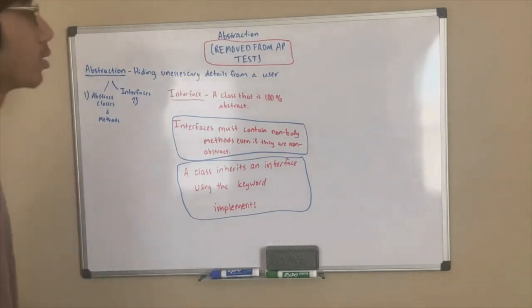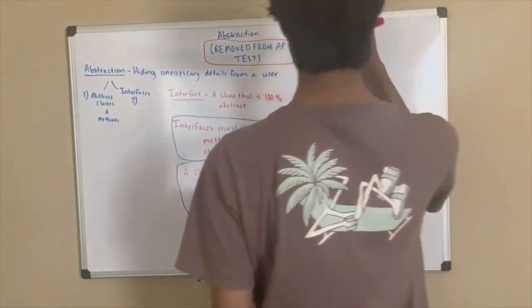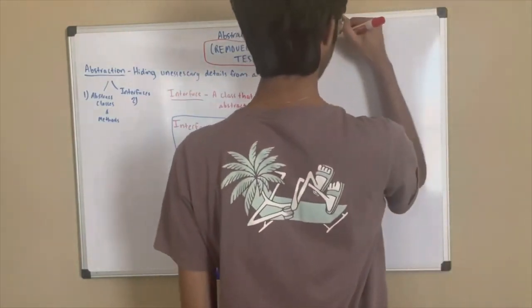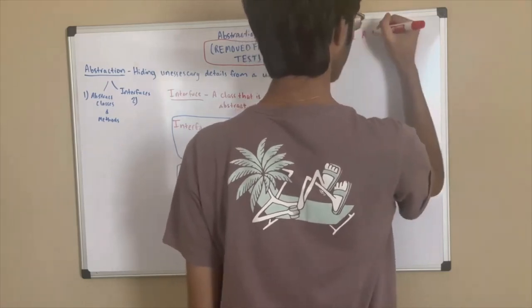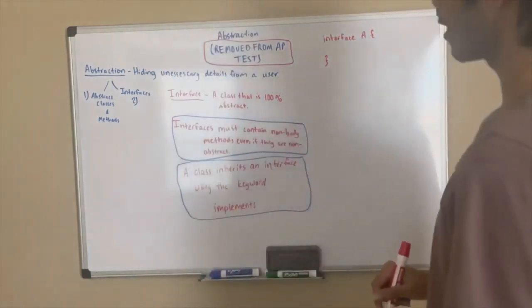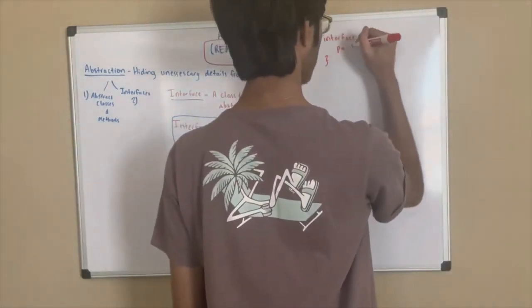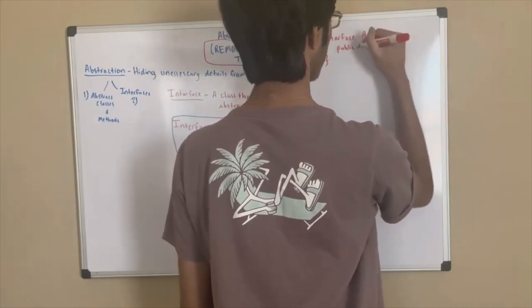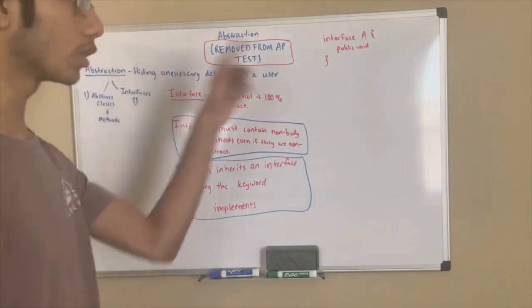Okay, how would I demonstrate this? Well, first, I'll make an interface. I'll call it A. And what I can do is define a couple methods in here. I'm just going to do one. By the way, the protected keyword is not visible among classes that implement interfaces, so that's why I'm just using public.